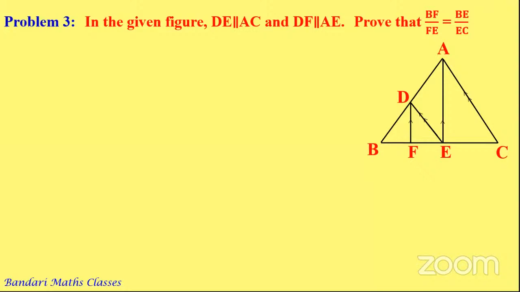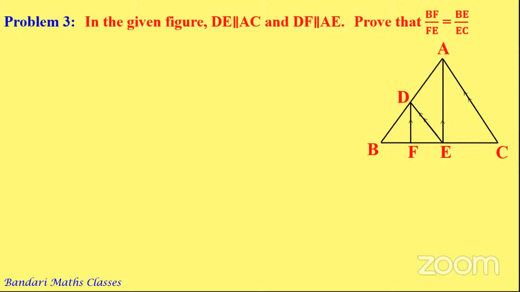In the given figure, DE is parallel to AC and DF is parallel to AE. So, BF by FE equals BE by EC. Very good. Here, what is given in the picture? DE parallel to AC is given. Clearly there are arrow marks. DE has a double arrow and AC has a double arrow.